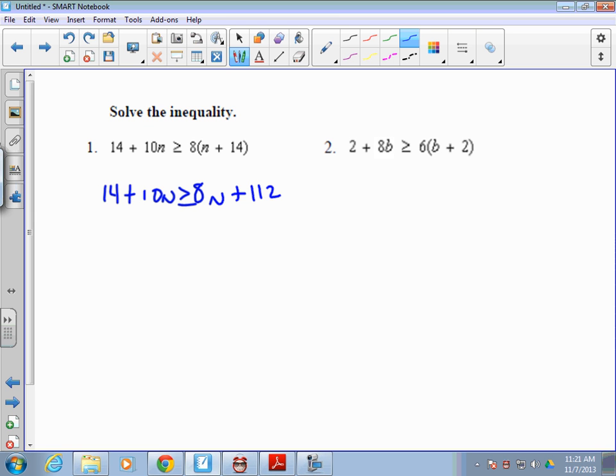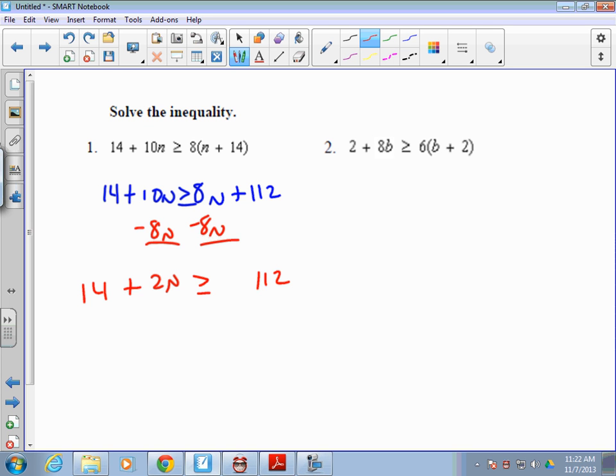Now put all your n's on the left side by subtracting 8n on both sides. Do the same thing to the other side. Leaves you with 2n there. It's positive, so it's 14 plus that is greater than or equal. 8n minus 8n will cancel out, so it's greater than or equal to positive 112.